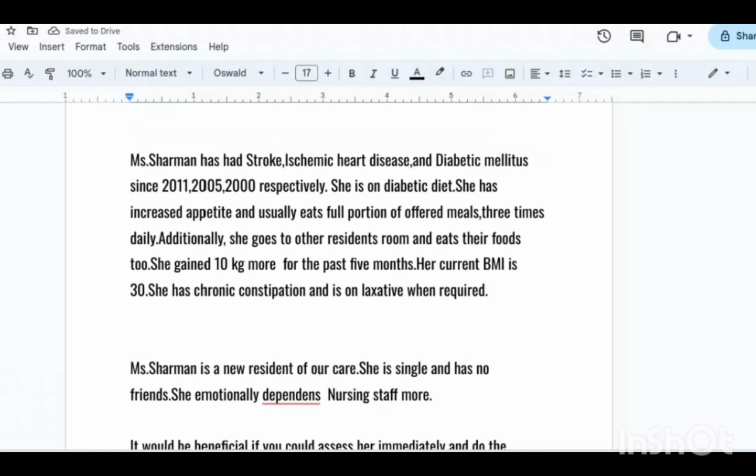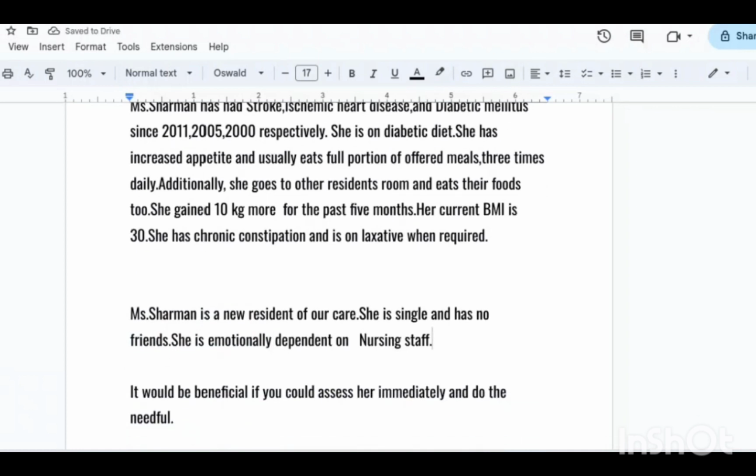Okay, so the social thing: Miss Sherman is a new resident of our care, and she is single and has no friends, and she is emotionally dependent on nursing staff. Okay, that would be fine. She is emotionally dependent on nursing staff. That would be sufficient. Okay, it would be beneficial if you could assess her immediately and do the needful.